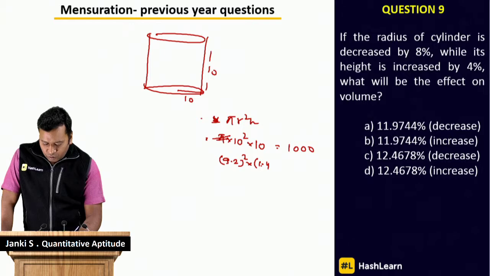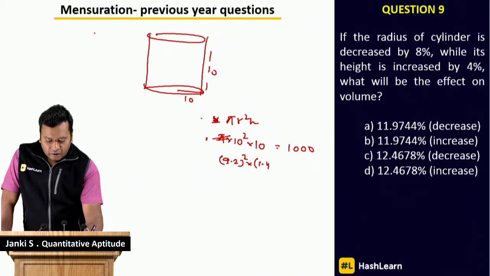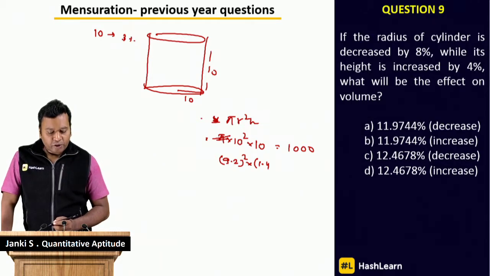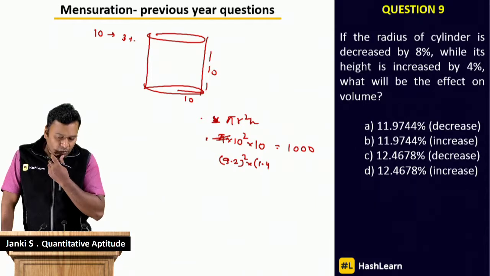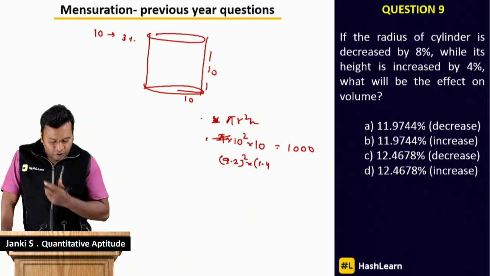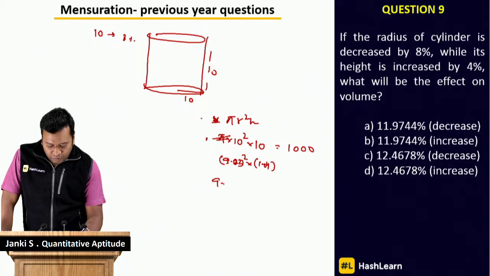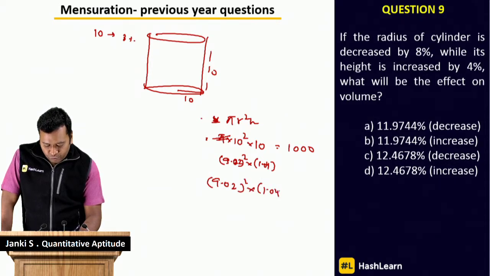No, first, the radius we have considered is 10 and I'm reducing it by 8%, right? Not 80% here. So 8% of 10 is how much? 1% is 0.1, so 8% is 0.8, and that means it's 9.2, not 9.02, and the height becomes 10.4. So it's 9.2 whole square into 10.4, right?